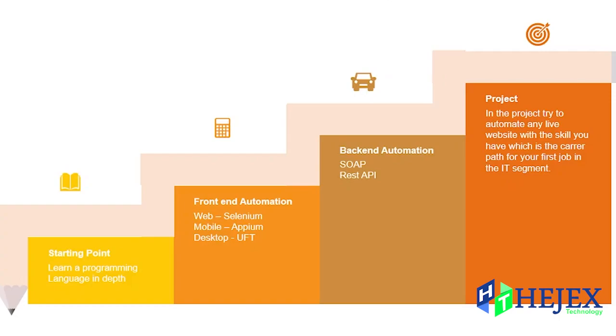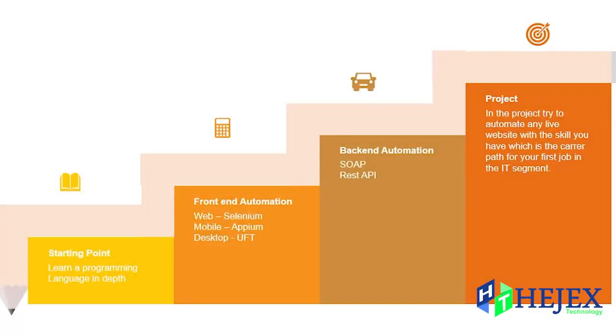The third thing is desktop applications. If it is an exe application, or whatever applications we use on the desktop, that can be tested with the help of UFT, which is a brand of HP. We call UFT Unified Functional Testing. And for backend automation, you can go with SOAP API or REST API. This plays a vital role in the industry.